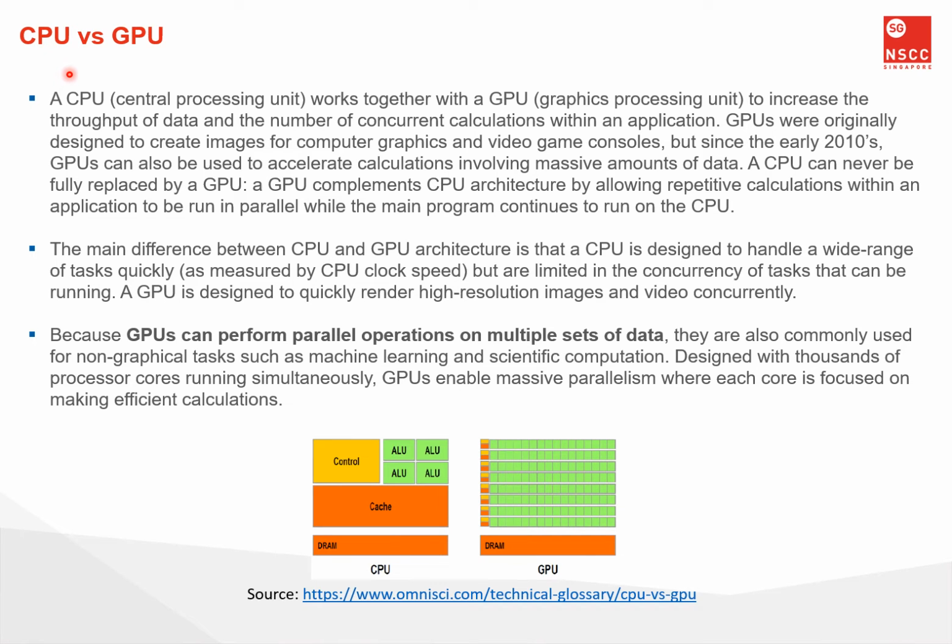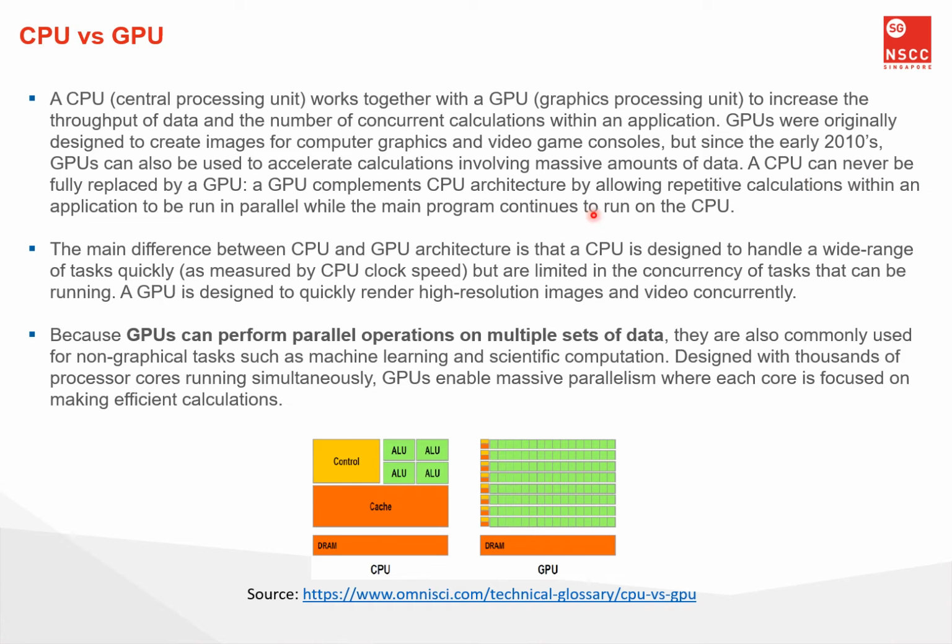A CPU, or central processing unit, works together with the GPU to increase the throughput of data and the number of concurrent applications or calculations within the application itself. GPUs were originally designed to create graphics images only, for example in a computer game. But since the early 2000s, GPUs have increasingly been used to accelerate calculations involving large amounts of data. So not just for graphics processing, but what they can accelerate are those mathematical computations.